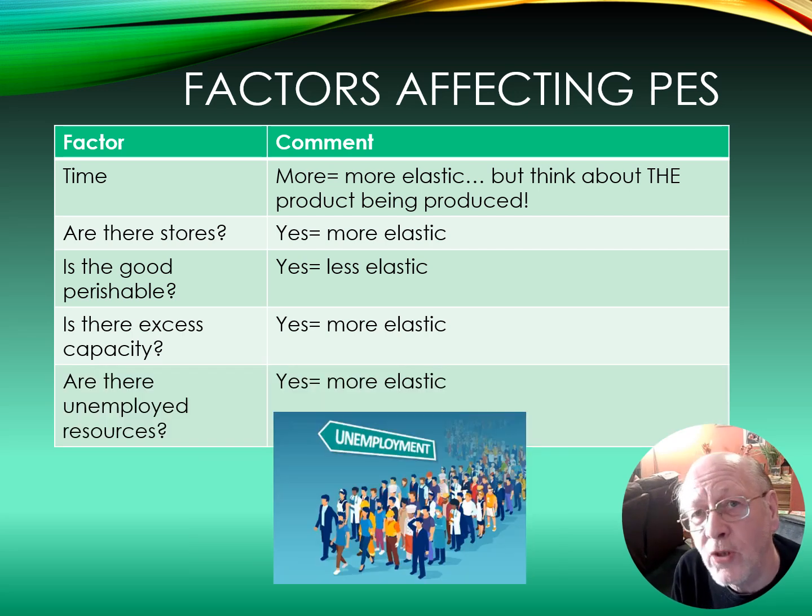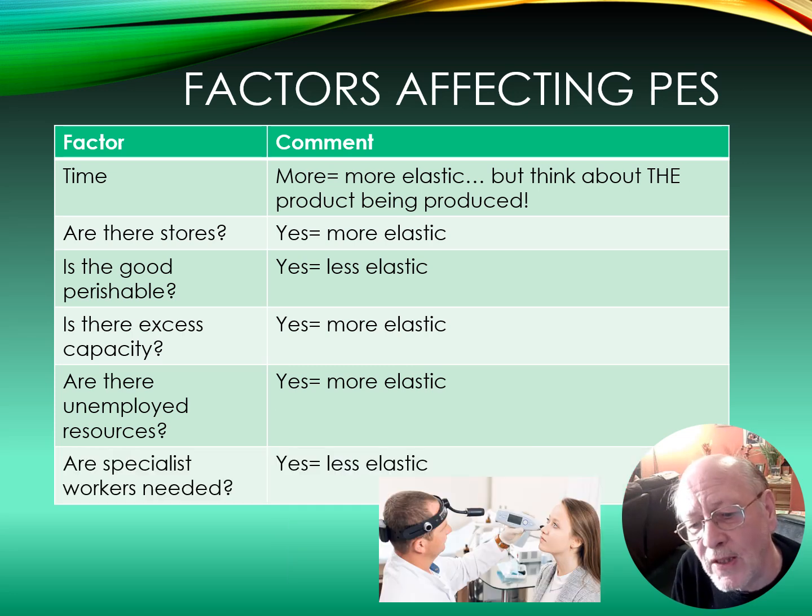What if you've got unemployed resources? You've got perhaps a pool of labour that you could use. Well, again, if the price is good and you want to produce more, you could perhaps bring some of those unemployed resources into play. So that would make it more elastic. What if you need specialist workers? So here we've got an ear, nose and throat specialist. So if say there's an increase in price for ear, nose and throat surgery, then you're going to need that specialist. So you can't just have anybody doing it. So if you need specialist workers, that makes supply less elastic.